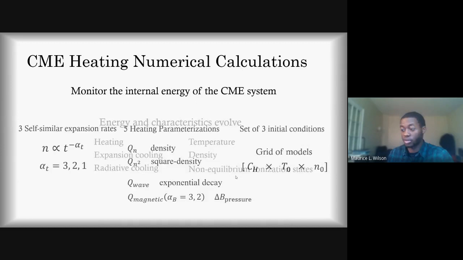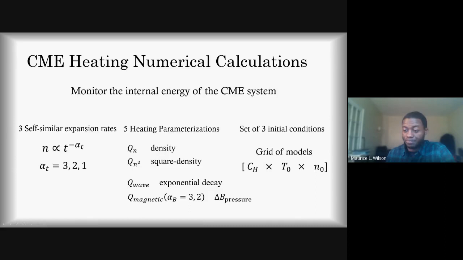In our procedure, we start by trying out three different self-similar expansion rates. We assume that the CME is self-similarly expanding at a rate proportional to some power law. So the density is changing with time, where the power law index is 3, 2, or 1, representing the dimensionality of the expansion with a cubic, quadratic, or linear power law. So we try different things.